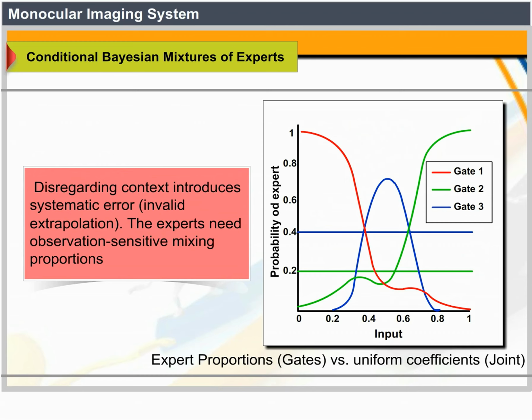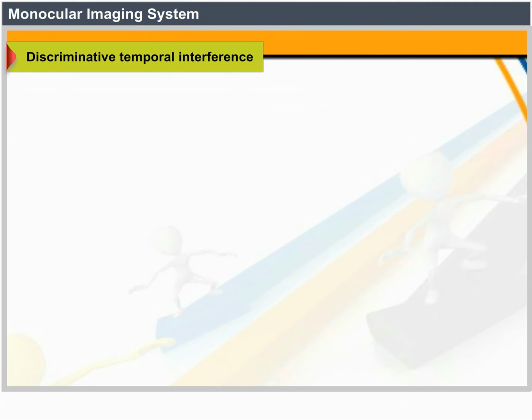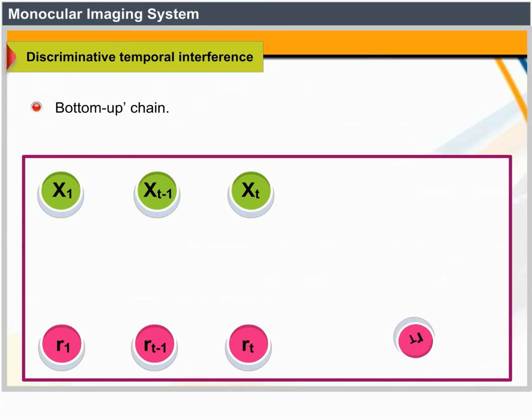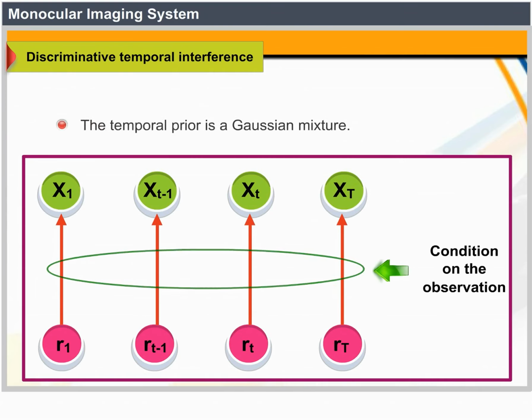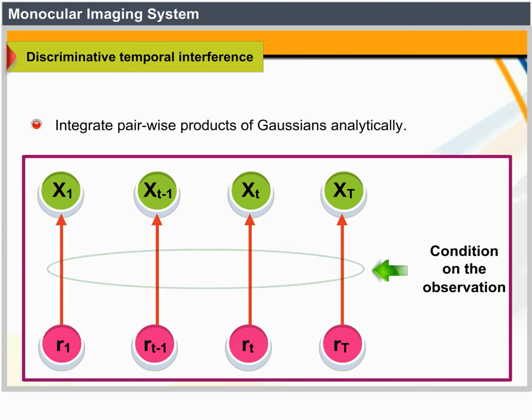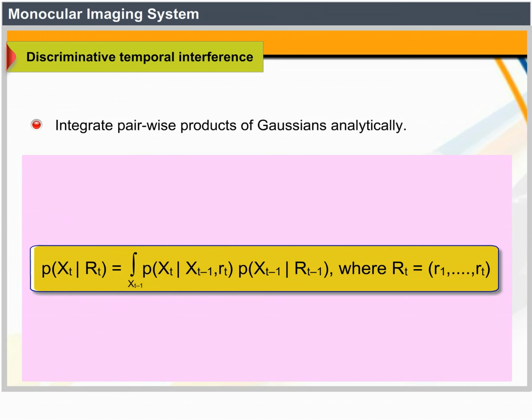Discriminative temporal inference. Bottom-up chain, conditioned on the observation. The temporal prior is a Gaussian mixture. The local conditional is a Bayesian mixture of Gaussian experts. Integrate pairwise products of Gaussians analytically, as shown in the following equation. Local conditional. Temporal filtered prior.